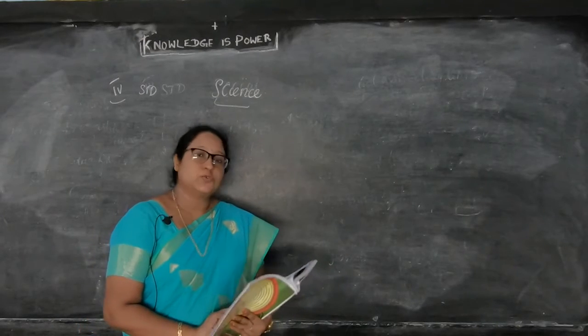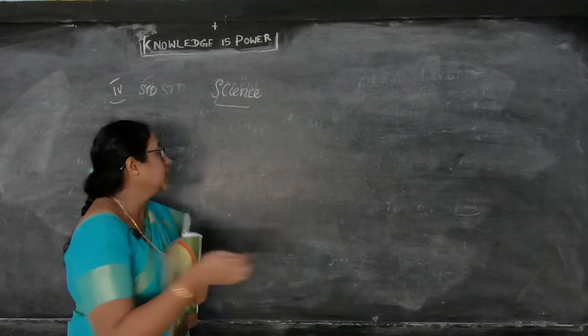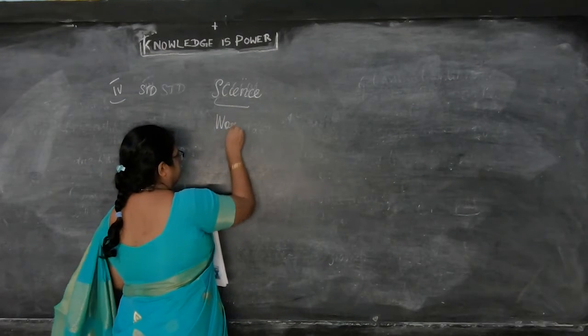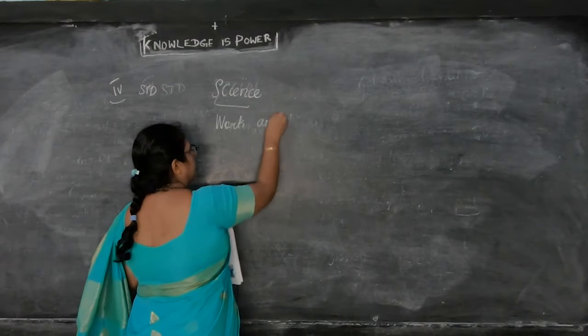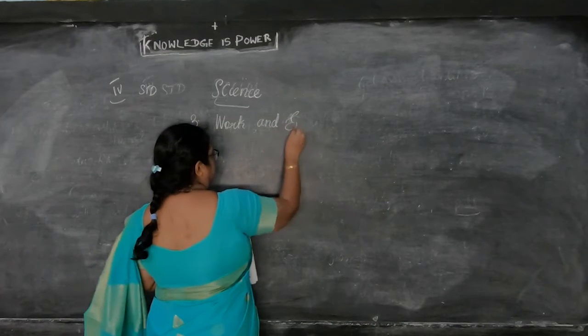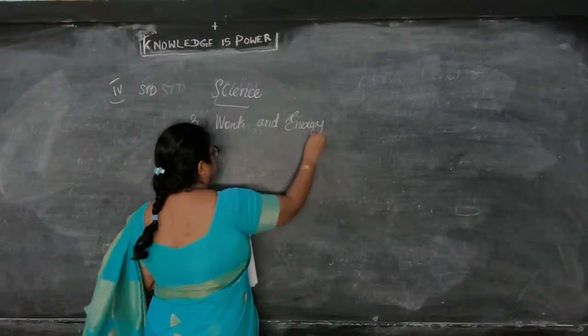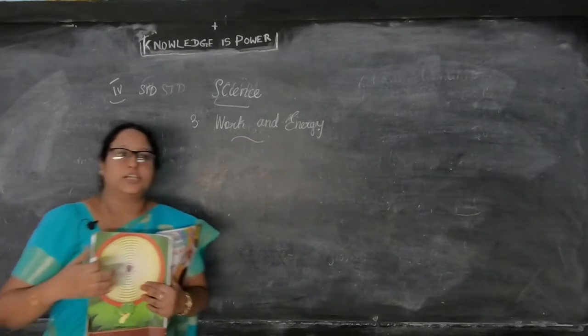So, already 2 lessons we have finished, children. Our third lesson, we are going to see work and energy. So, what is the third lesson? Work and energy. In 3rd standard, you already learned about this, children. So, we'll continue with this now.